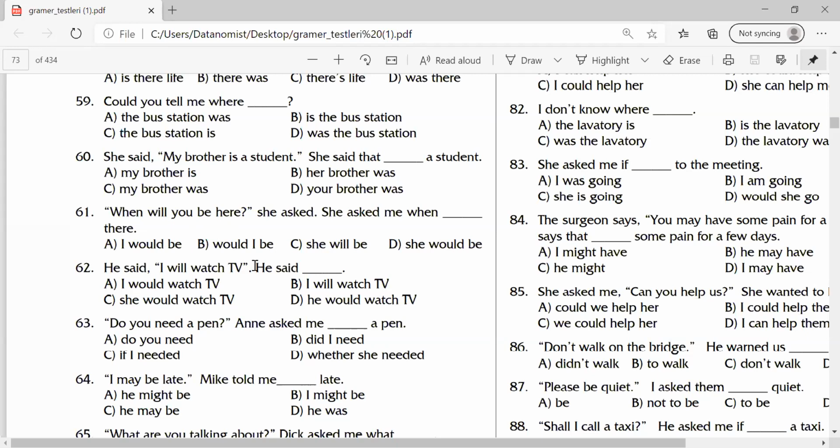He said, I will watch TV. He said that he would watch TV. Yes, D is the answer.